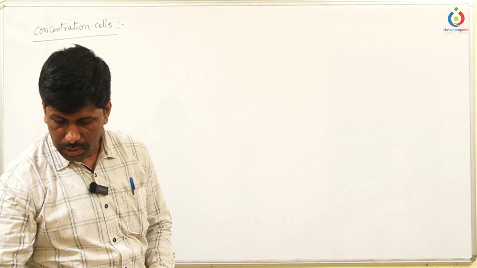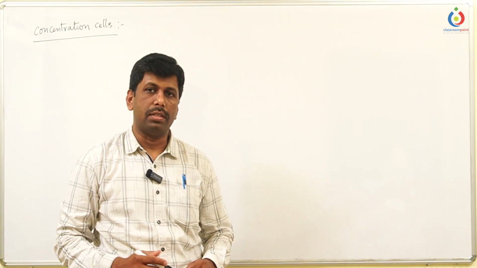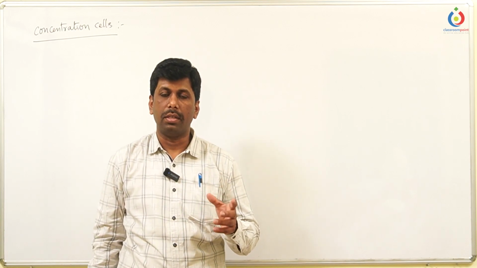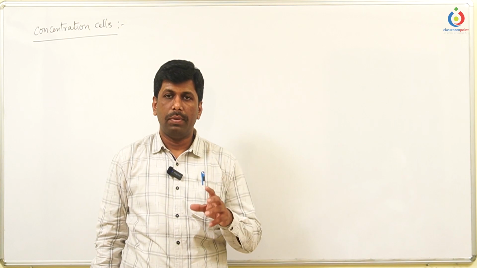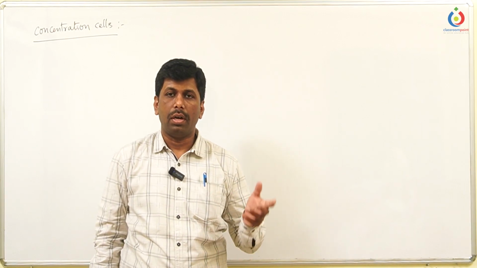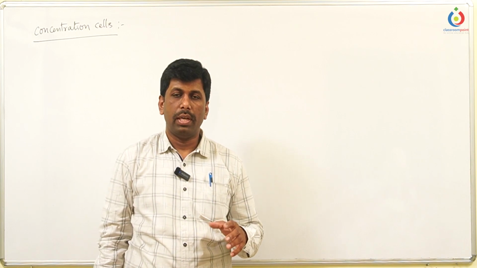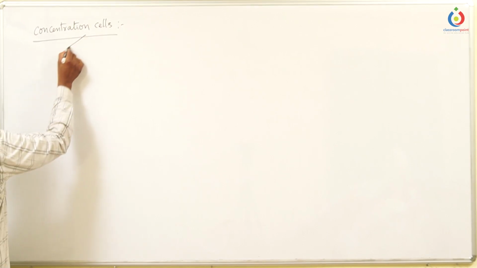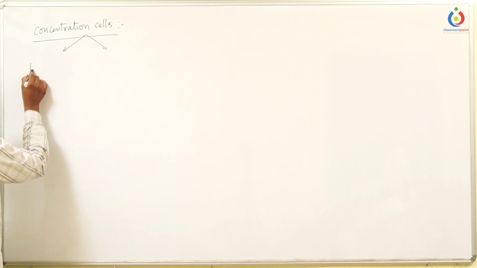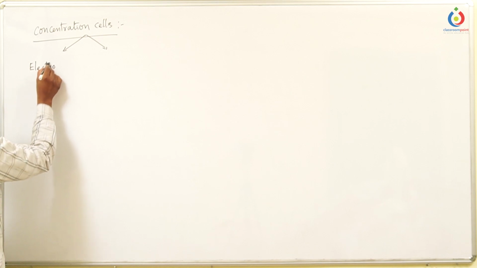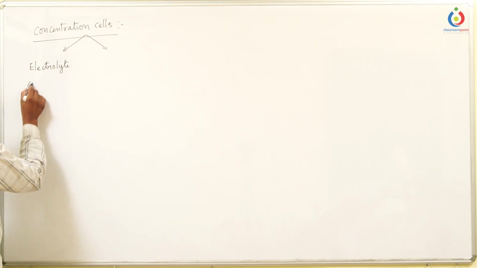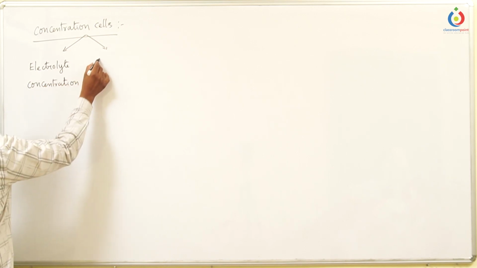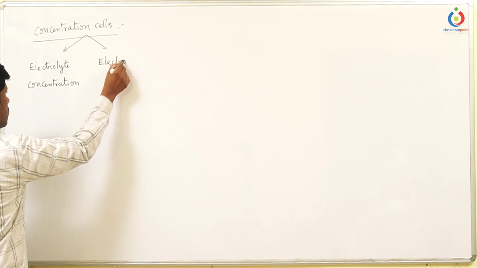So basically concentration cells are of two types. What is the meaning of concentration cells? These are the cells which differ by the concentration. The concentration may differ either in terms of the electrode or in terms of the electrolyte. That's the reason why concentration cells are of two types. They are electrolyte concentration cells and electrode concentration cells.